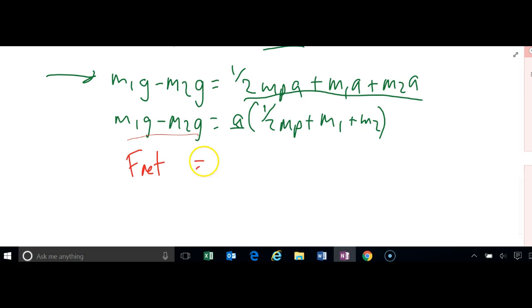Okay? That F net equals a times, we've got to be careful, this is kind of like mass total. Notice I put quotation marks because it's not just the mass total, I have the half. Remember, for things to rotate, the distribution of the mass matters. This 1/2 is how the pulley's mass is distributed.